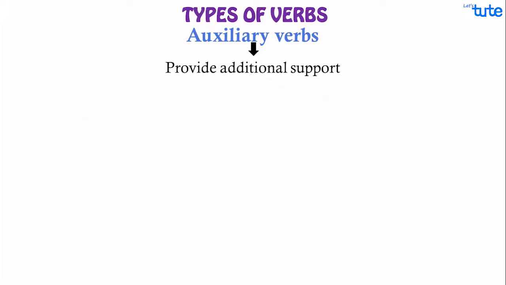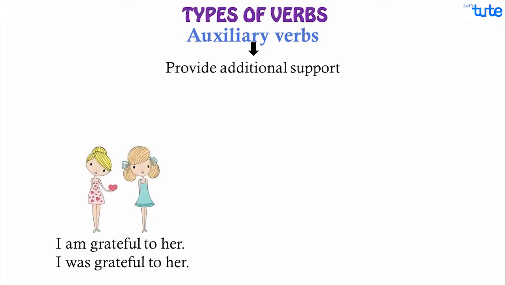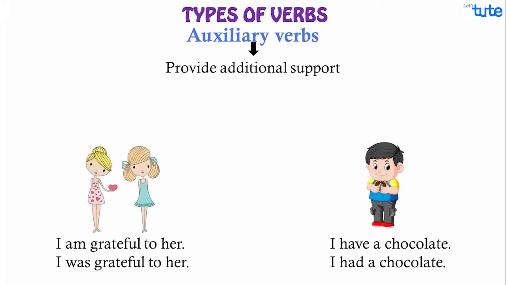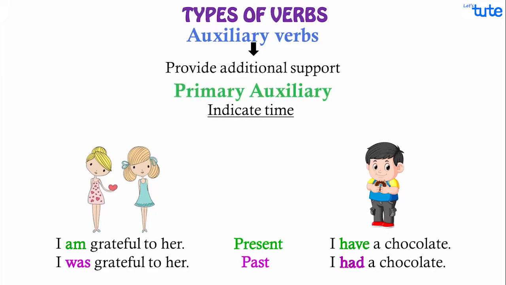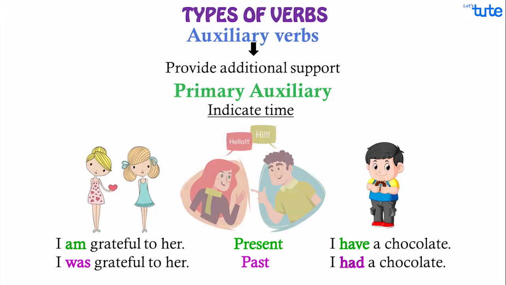First, take a look at these sentences. I am grateful to her. I was grateful to her. I have a chocolate. I had a chocolate. Here, the verbs am and have indicate the present or current situation, whereas was and had indicate past situations. Or we can say they are specifically indicating the time in which the action is being performed. These are called primary auxiliary verbs. This is because any information when passed from one person to another is solely based on the time of action.